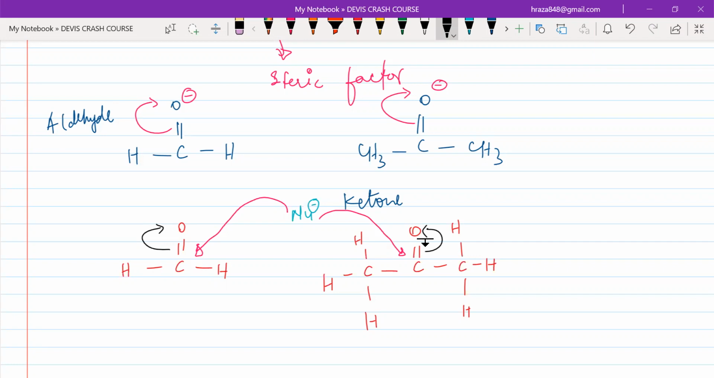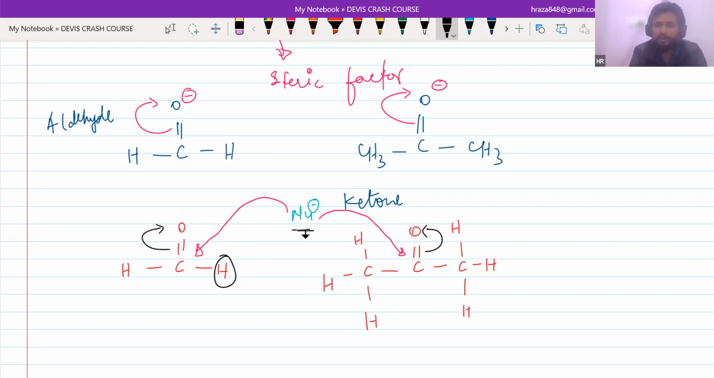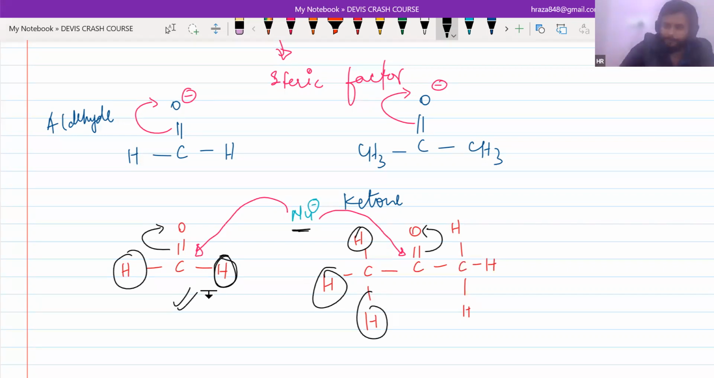It'll be easier for aldehyde. Yeah, aldehyde, because you can see that every hydrogen has electrons, so there will be repulsion in the nucleophile and their electrons. And you can see there is no crowd, so it can easily attack on aldehyde as compared to this, because there are bulky groups on ketone as compared to aldehyde. So this is a steric factor, basically. It tells you that the reaction will be faster in aldehyde as compared to this ketone, because the steric factor here is more than aldehyde. That's all.